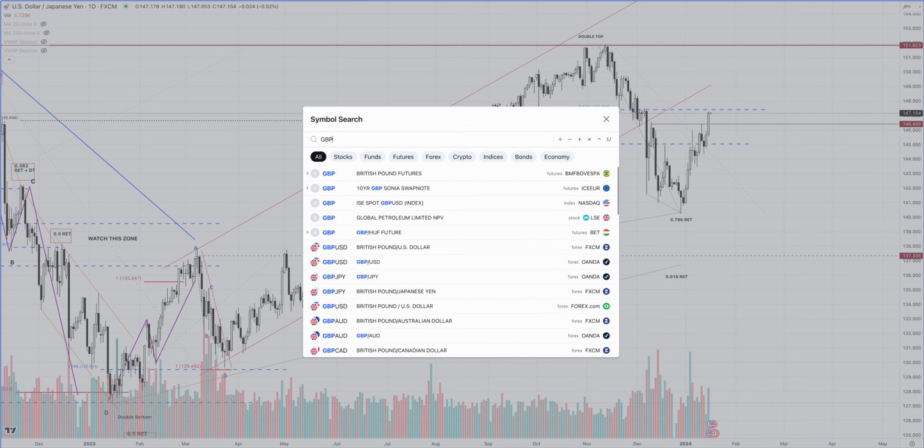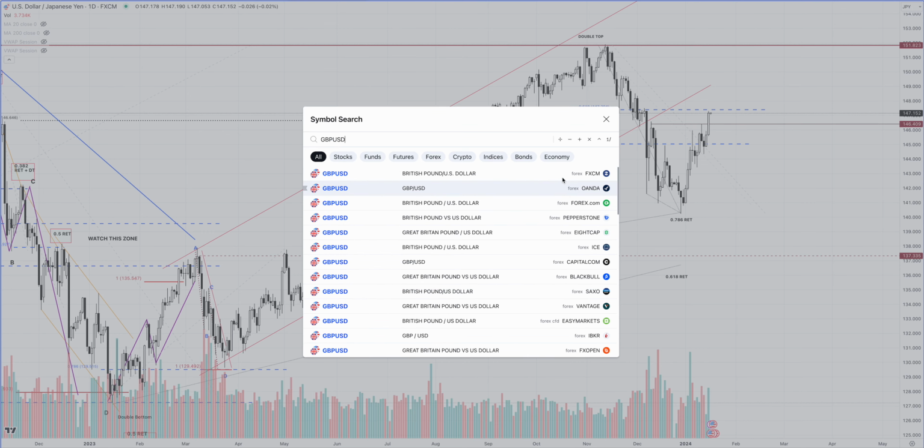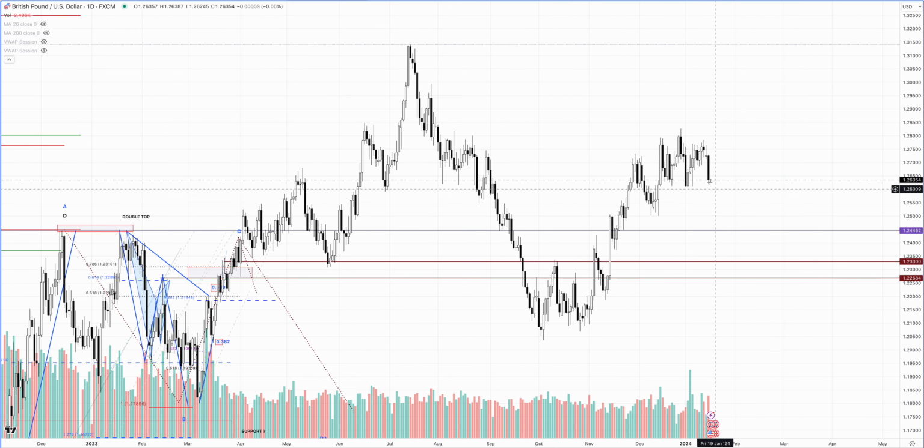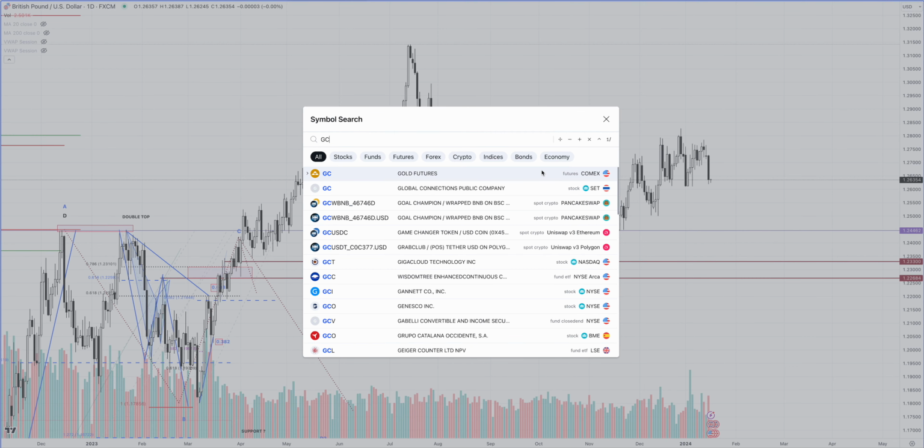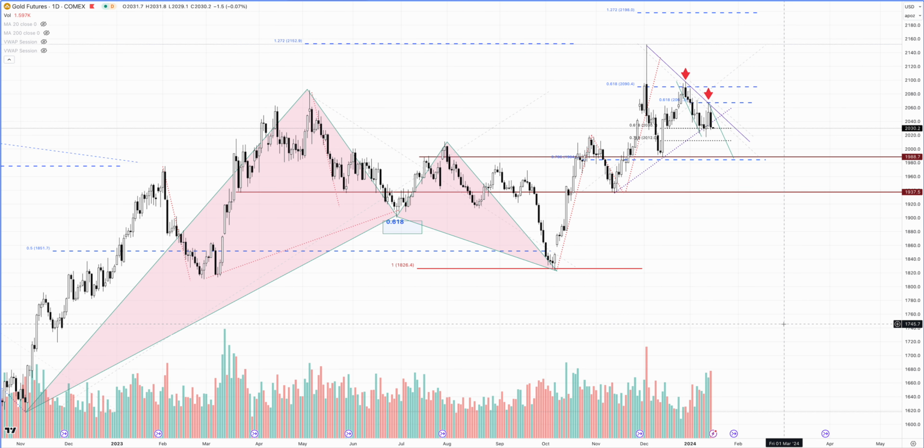And the cable, let's just quickly take a look at the cable. Cable was also down. You can see that it's just back into the lower end of its trading range. Okay, with that, let's take a look at gold. So this is the daily chart of gold, and it is the futures chart. So this is the COMEX gold daily chart.